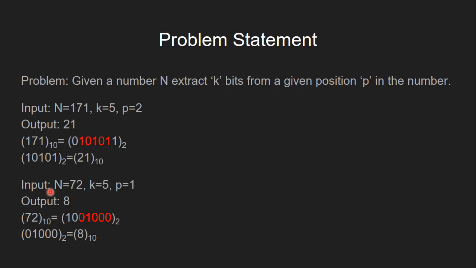Similarly, if the input n is equal to 72, k is equal to 5 and p is equal to 1, then the output is 8. As you can see, we have extracted 5 bits starting from position 1 in the given number 72, and that makes our output 8.